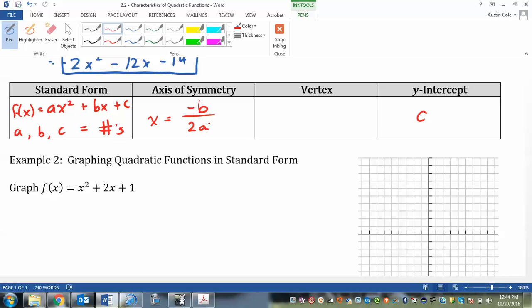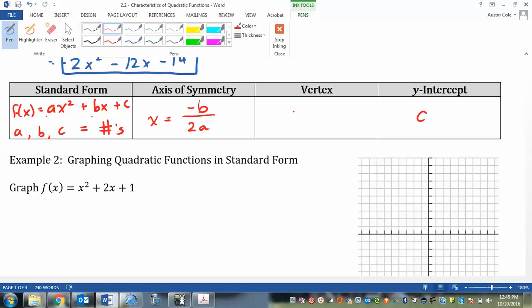Now, what do I mean by b and a? Well, that's over here. This is our a value. The a value is the number in front of our x squared. The b value is the number in front of x. Our c value is the number that's at the very, very end. So if we take the opposite of our b value, divide it by 2 times our a value, that will get us our axis of symmetry.